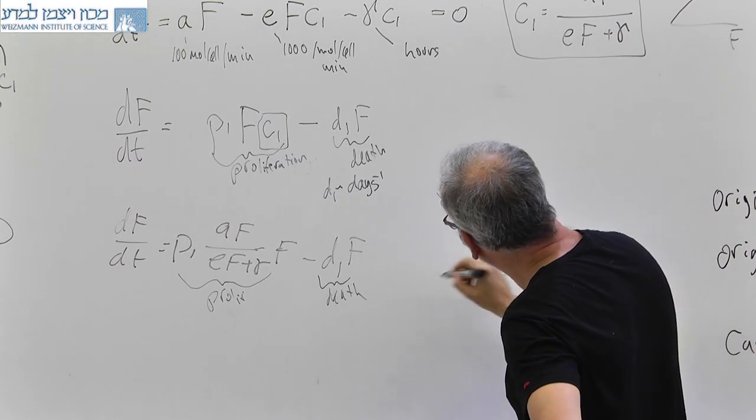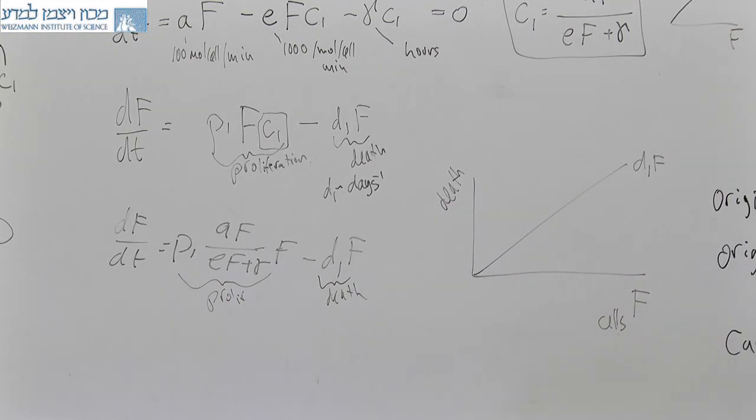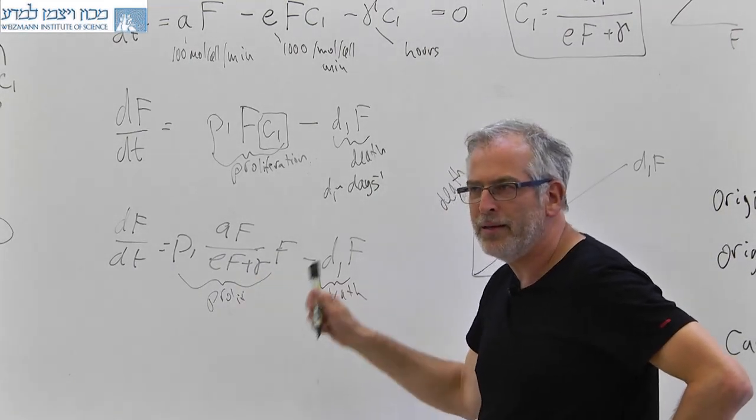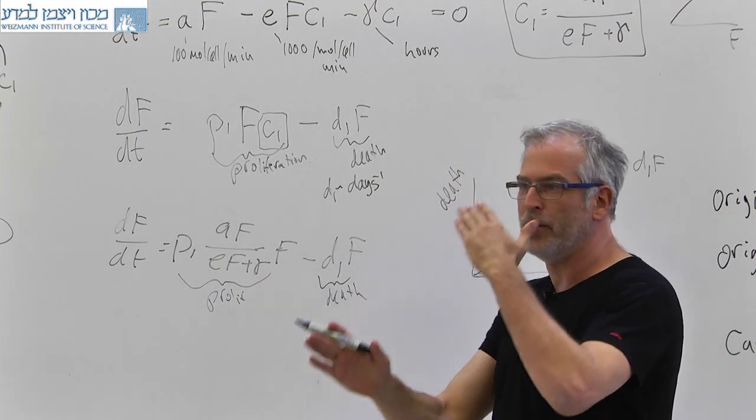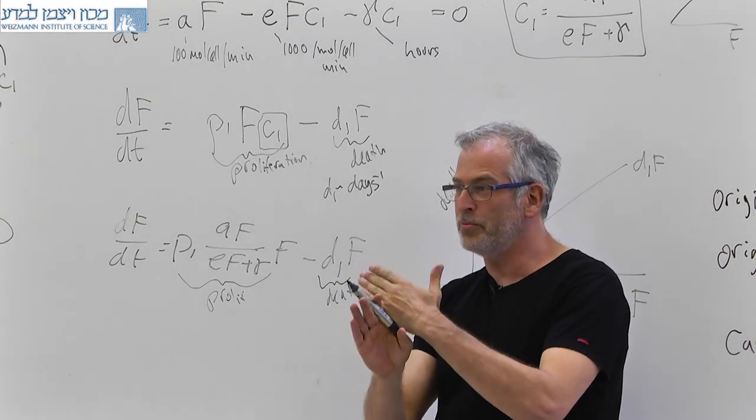The more cells there are, the more death there is. D1F, it's just a straight line. Do you agree with me? Mm-hmm. Now I'm going to plot proliferation. Now, why is it important to plot it? Because when the lines cross, it's a cell density in which death equals proliferation.